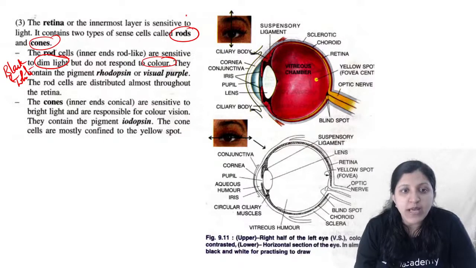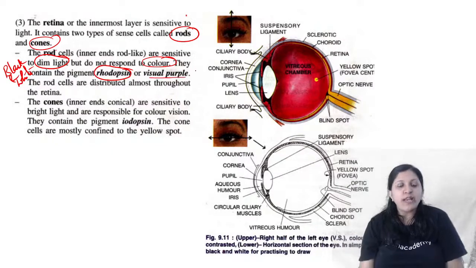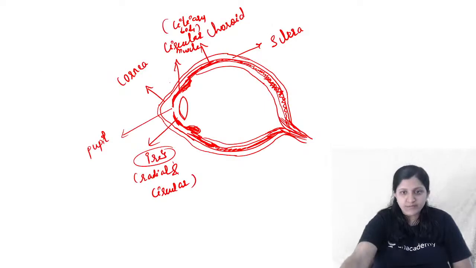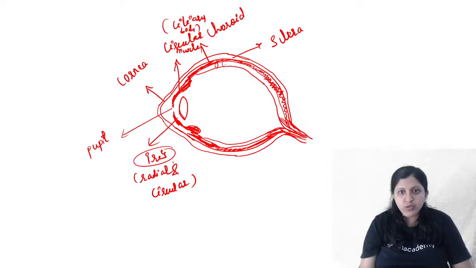Rods have the pigment rhodopsin, which we can also call visual purple. Rod cells are distributed almost throughout the retina. Let's say rods are present over here, and this is a rod cell, somewhat rod-like. Throughout the retina you will find the presence of these rod cells.